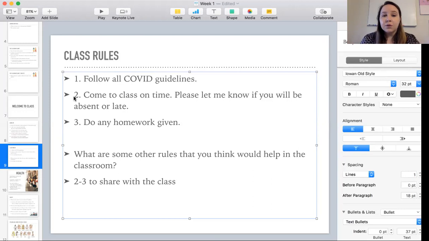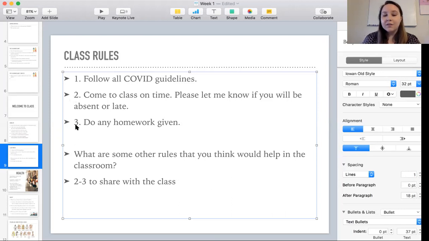The second rule I have, please come to class on time. We only have a certain amount of time in the classroom, and I want to use all of that time to work with your English. So please make sure you are coming to class on time. Let me know if you are going to be absent, so if you will not be in class, or if you are going to be late, so that I know who will be there and make sure that I can plan for everyone.